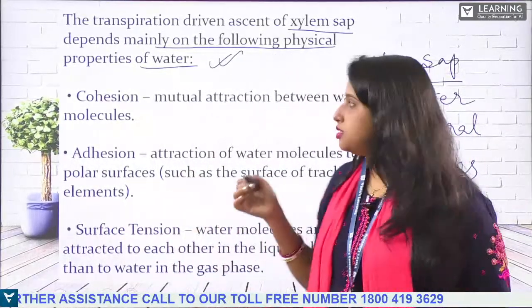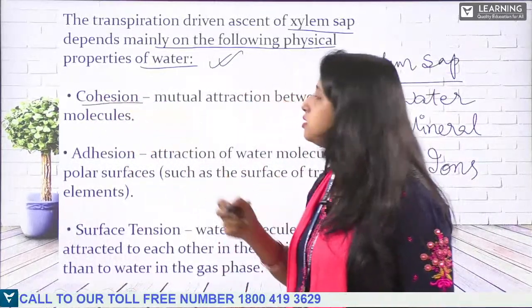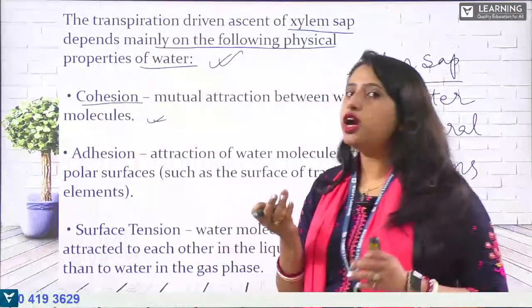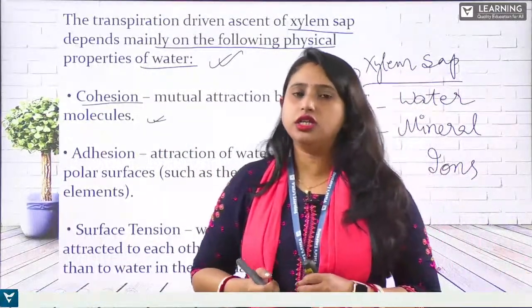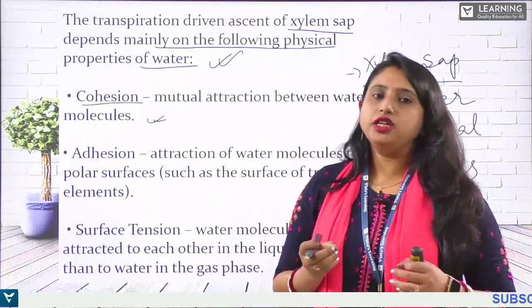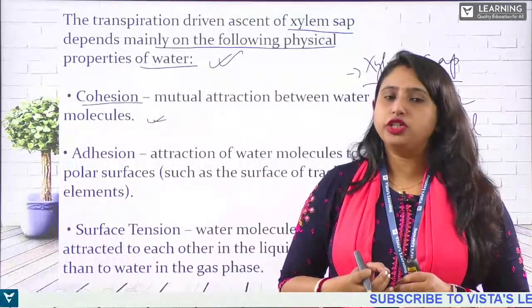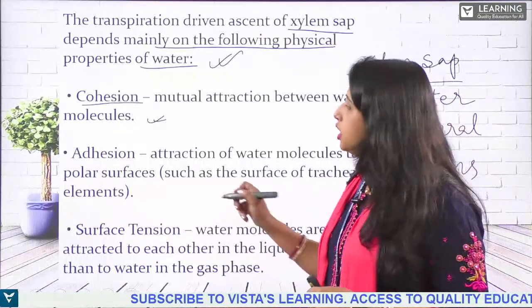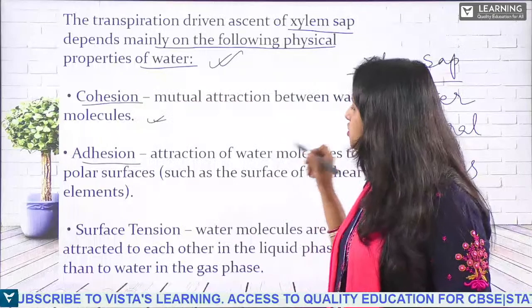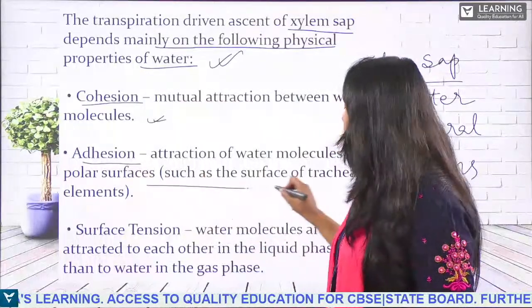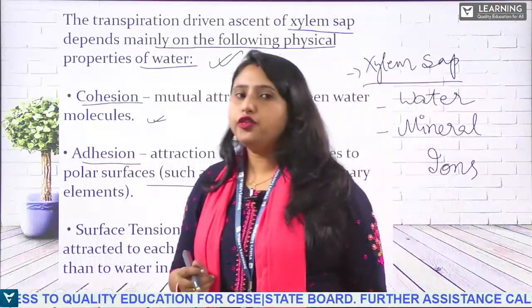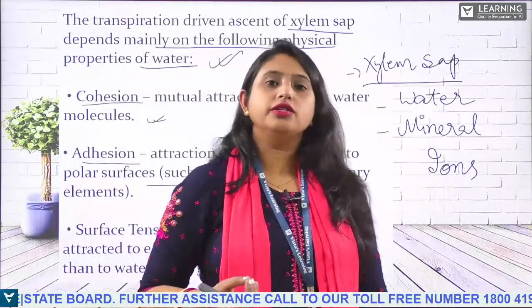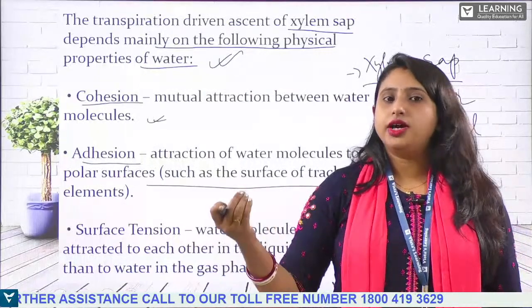Clear? So, yes. Cohesion. What is this cohesion? The mutual attraction between water molecules. When the water molecules are not attracting each other, it will affect the process of transpiration. So cohesion should take place in the water molecules. Then adhesion. Adhesion means attraction of water molecules to the polar surface, that is the surface of the tracheary elements. Then the xylem has got various elements, right? Tracheids, vessels, right?